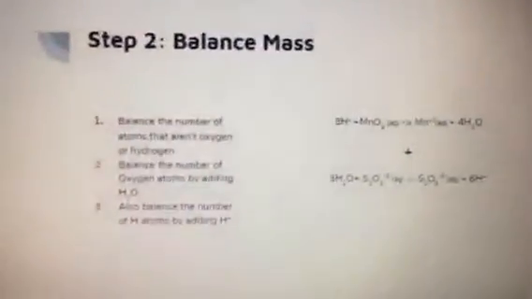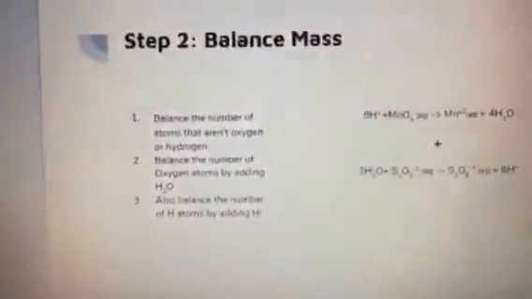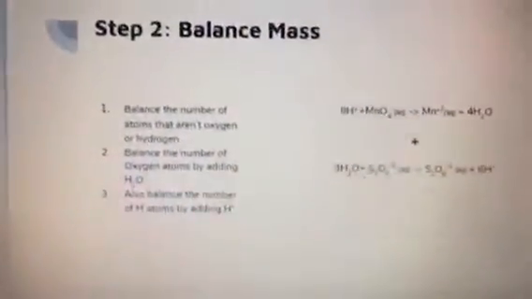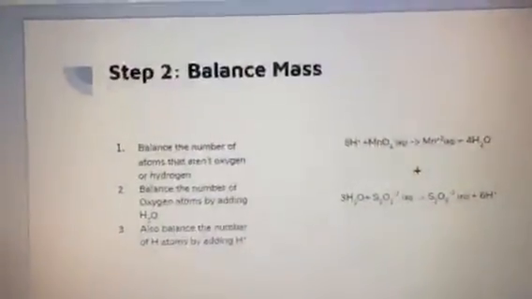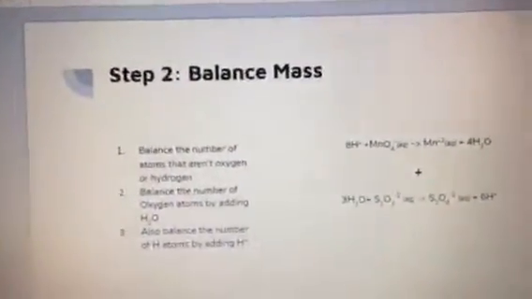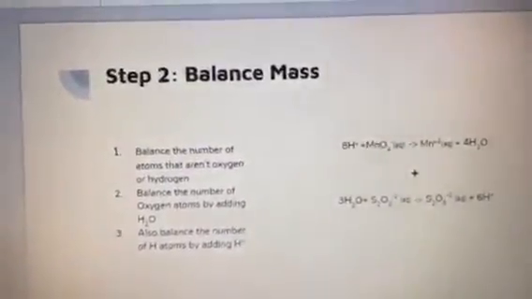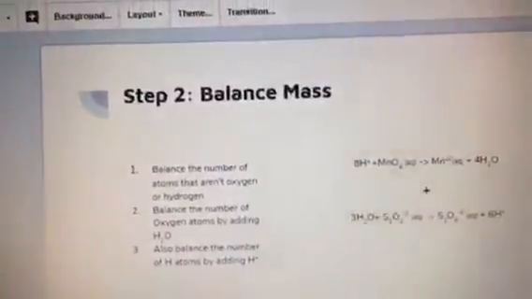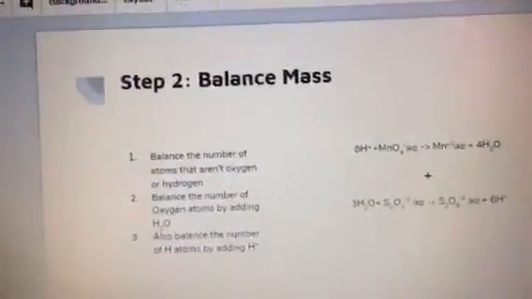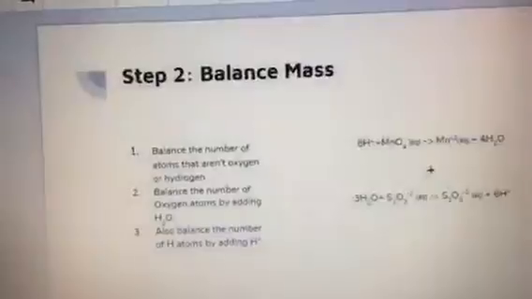Step 2. Balance mass. There are 3 steps after splitting the redox reaction. We have to balance the atoms that are not oxygen or hydrogen. We don't have to balance any atoms here because the MnO4- and the Mn are balanced, as well as the S2O3 and the S2O6. So we're fine for the first step.